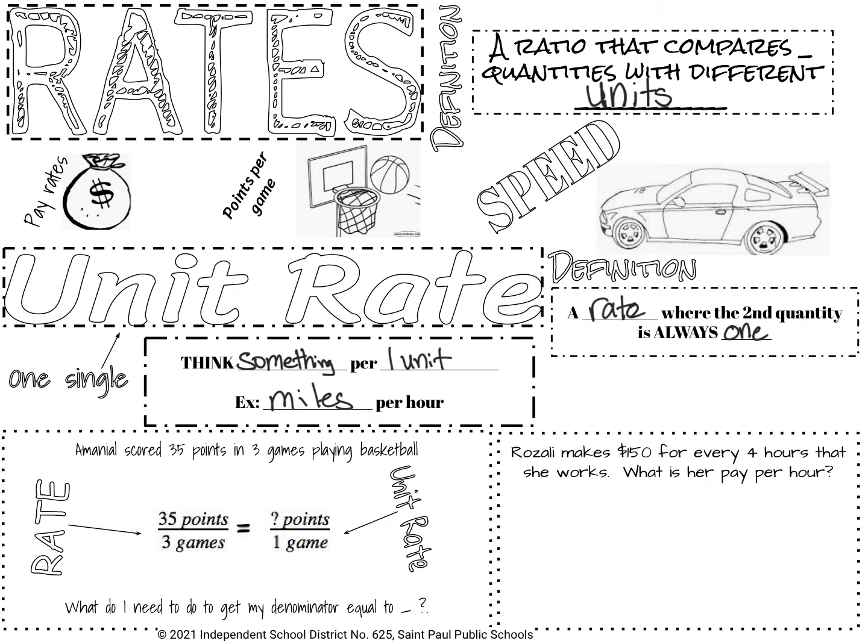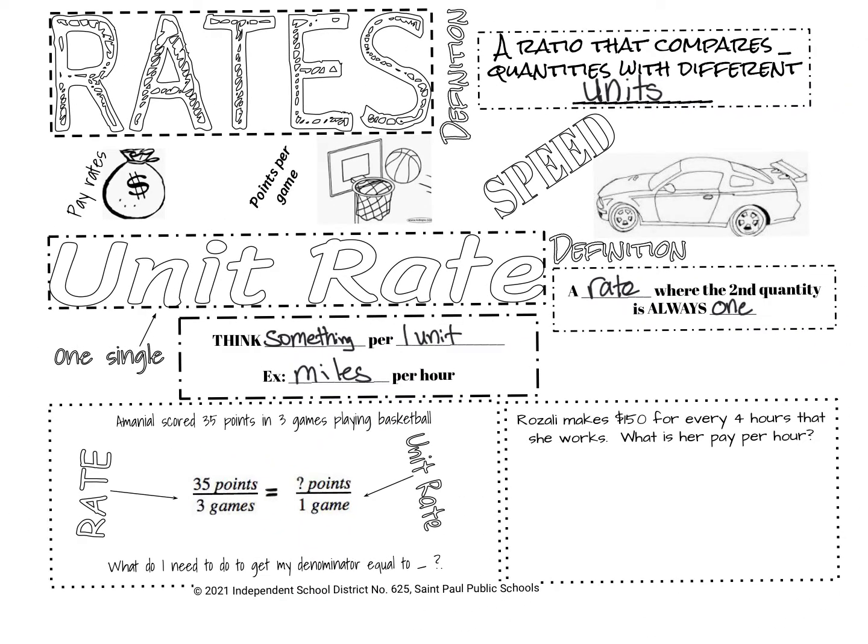So let's look here at an example. Emmanuel scored 35 points in 3 games playing basketball. So that 35 points in 3 games is his rate. We want to know what the unit rate is. So how much is he scoring per 1 game? So one thing we can think about is, what do I need to do to my problem to eventually get my denominator equal to 1? Because I want that 1 for that unit rate.